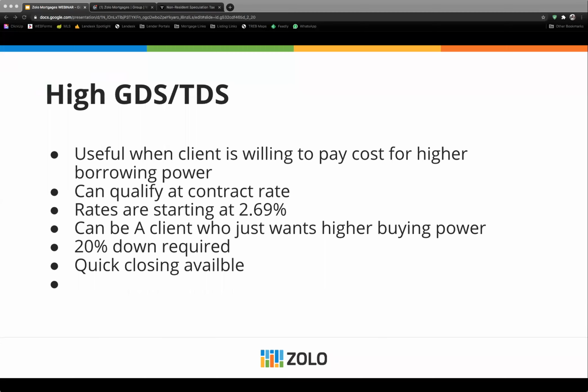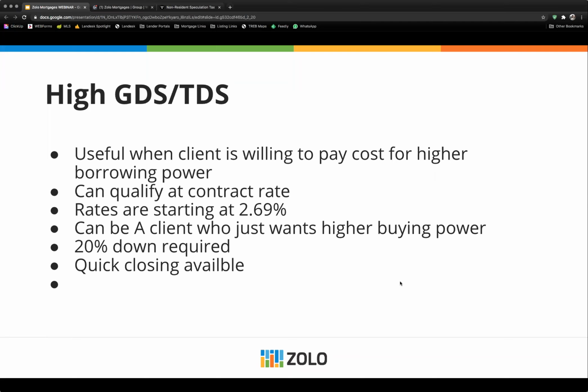But we can go as low as 2.69% income qualifying. The GDS/TDS is somewhere around 45/50 for those programs. So yeah, we'll be able to qualify you. 20% down, keep that in mind. That's the limit of our program for commissioned income.